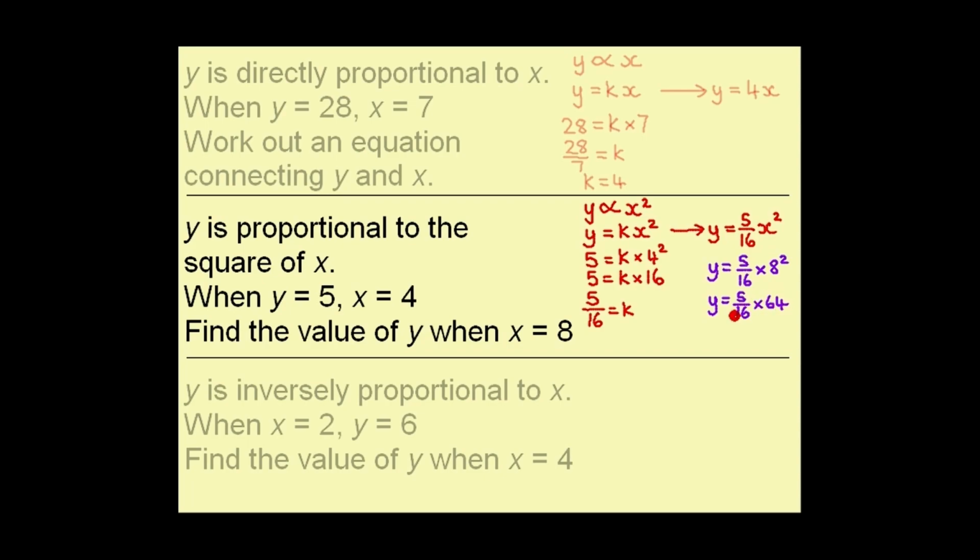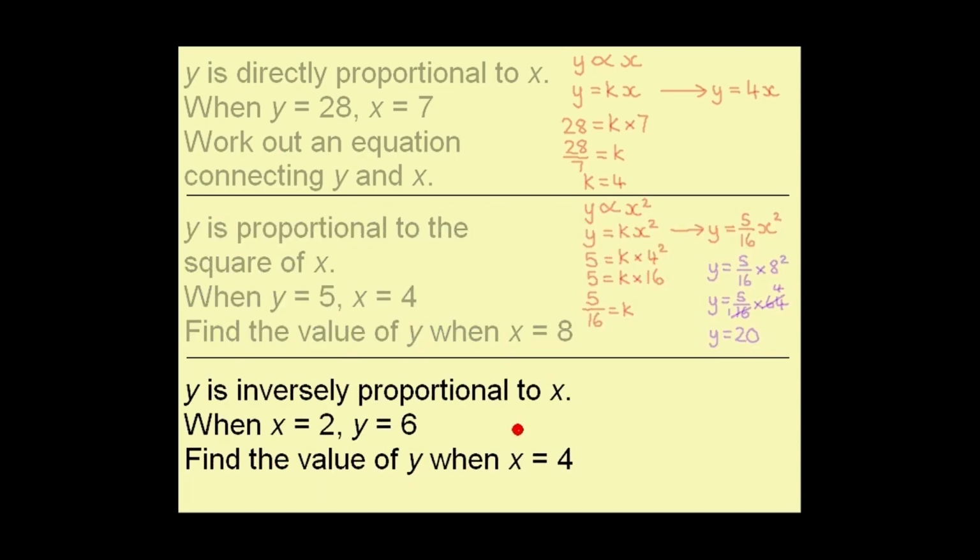I can now see that 16 goes into 16 and into 64, so I can cancel. 16 goes into 16 once, and it goes into 64 4 times. So I've got 5 over 1 times 4. Now that's the same as 5 times 4, so y is 20. And this is the value of y when x equals 8, so I've now answered the question that I'm being asked.